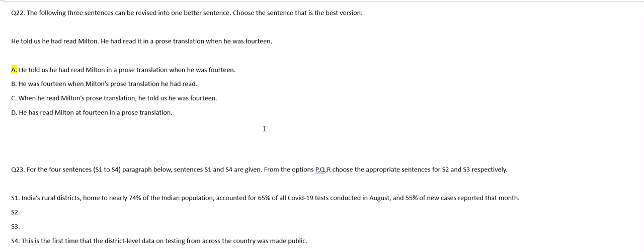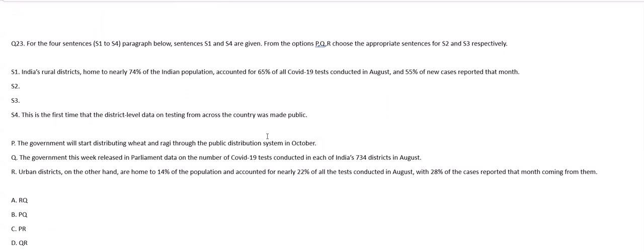Okay, now we'll move on to the next question. Question number 23. These are all the logical flow of sentences. We have to read the sentences and pick the best logical flow of the sentences. Okay. What is sentence one? India's rural districts, home to nearly 74% of the Indian population, accounted for 65% of all COVID 19 tests conducted in August, and 55% of new cases reported that month. And no need to read all the things, we have to see what they're telling. They're giving statistics about Indian rural districts.